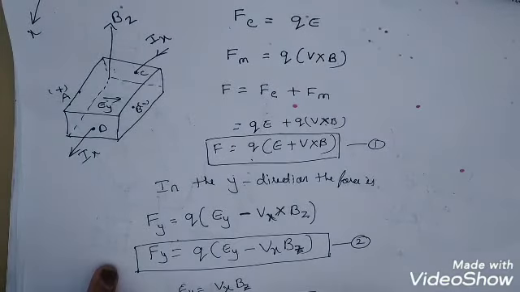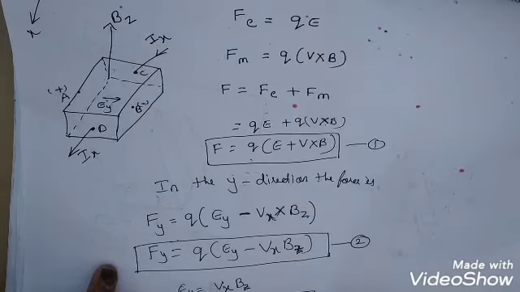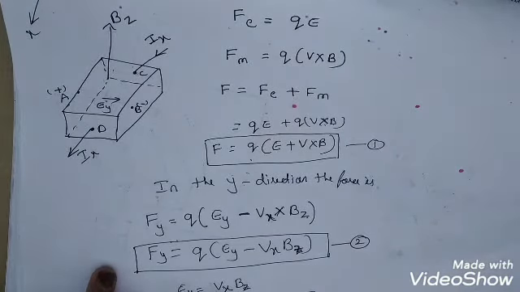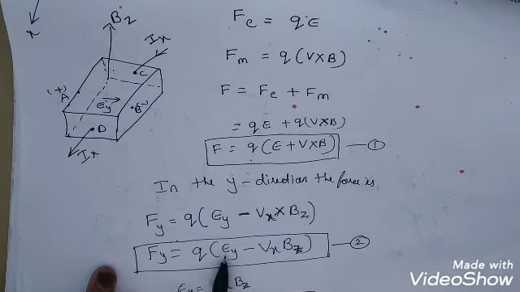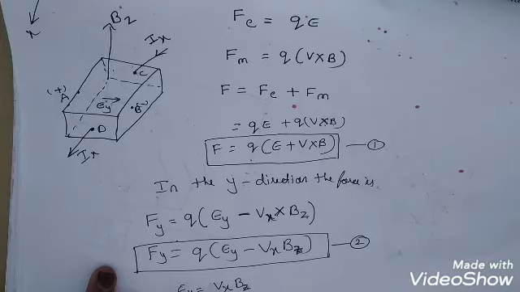This case is only under steady state. Call this the steady state. Under steady state, what happens? Ey becomes equal to Vx times Bz. So if we substitute that value in Fy, the force experienced, that is the deflection force, will be 0.